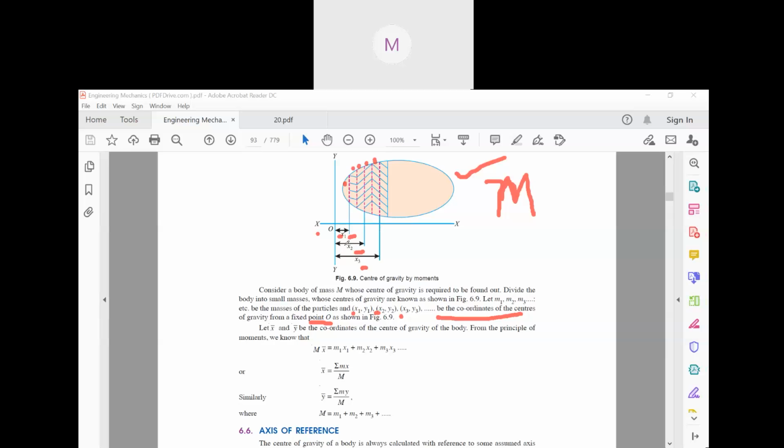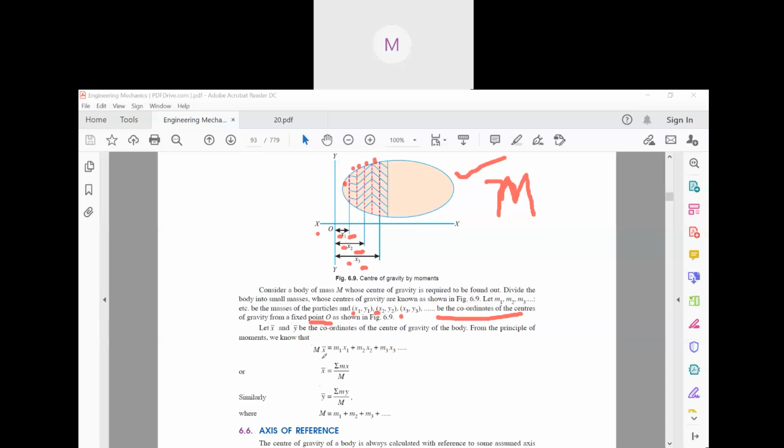Now from the principle of moments, which we discussed before. What is the principle of moments actually? The summation of the total moment acting on a body is the summation of the individual moments. So look, this one is m1, and m1 is acting at a distance of x1. Then m2 is acting at a distance of x2, and m3 at a distance of x3. That is why we will find out like this now.